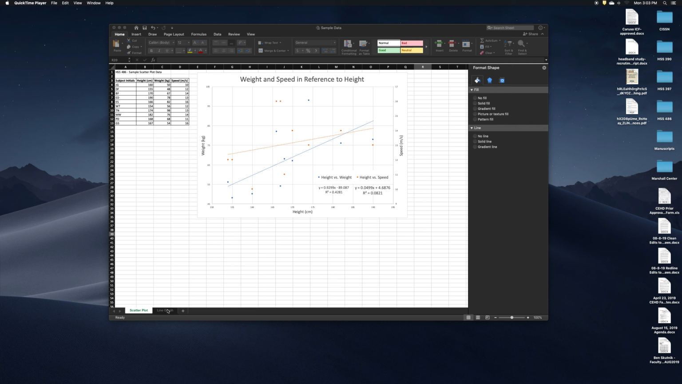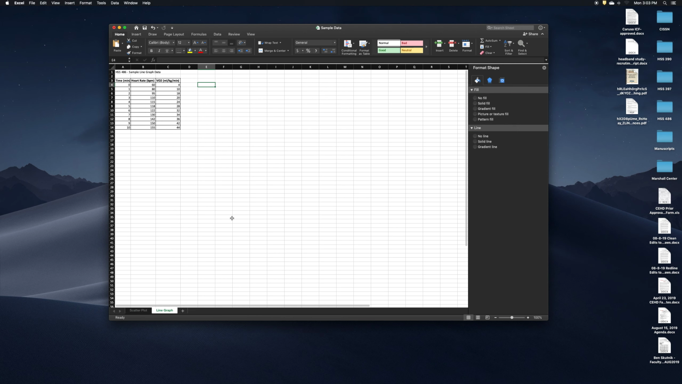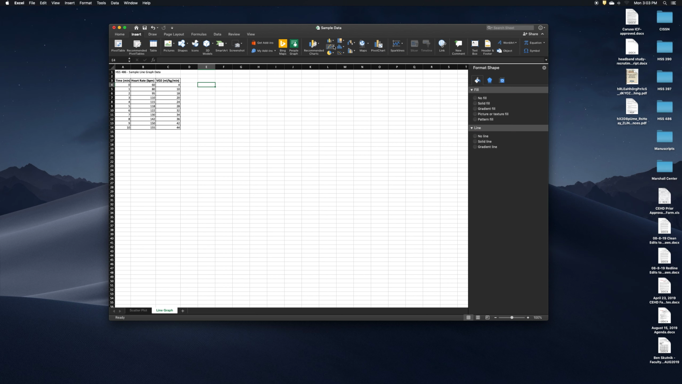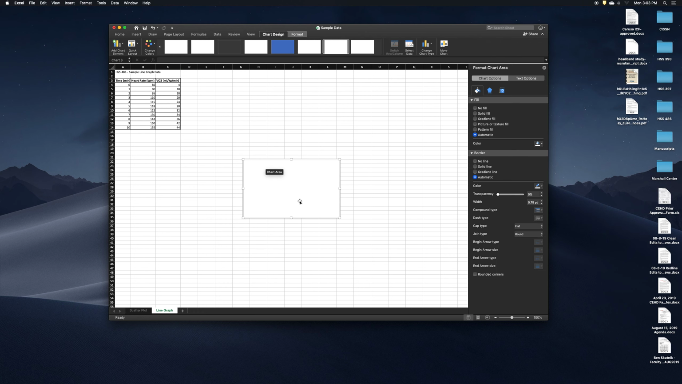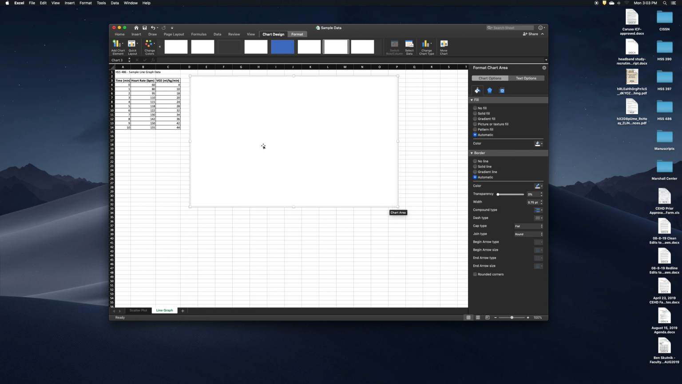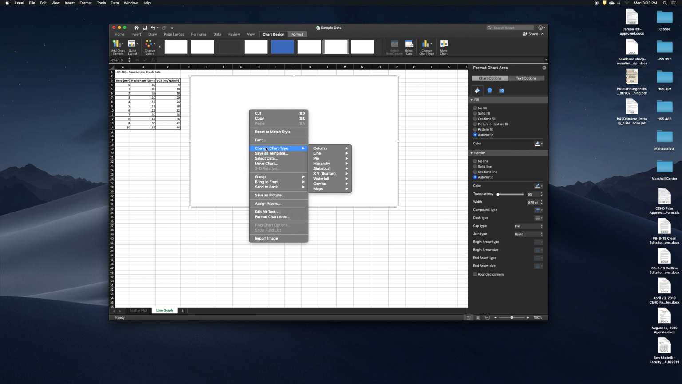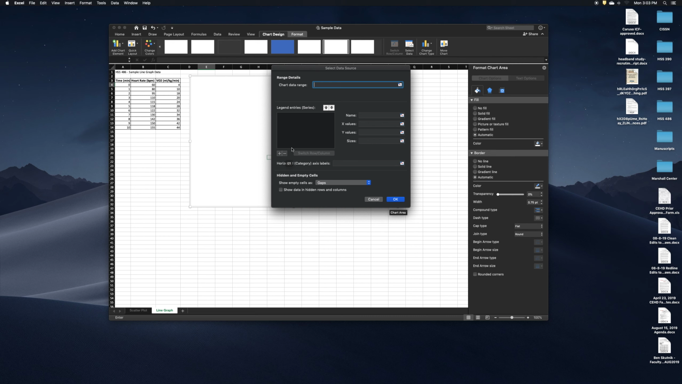Now, let's make a line graph. So our line graph, we're going to start out similarly, go to Insert. Now for line graphs, I like to have a line graph with markers just so it better shows where the data is, I guess. Make it a little bit bigger again. So select data, same way.